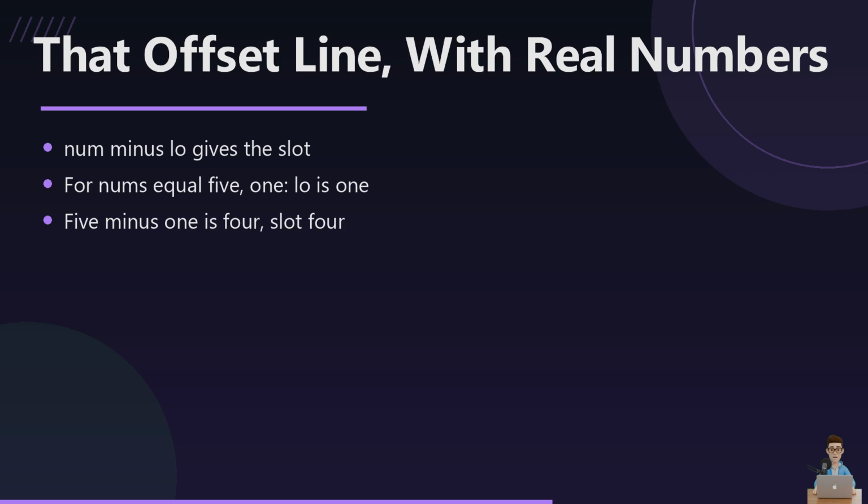All this line is really doing is asking how far is this number from the start of the range. That distance is exactly which slot it should land in. Try it yourself with num equal to 3 and low equal to 1, you should get slot 2.